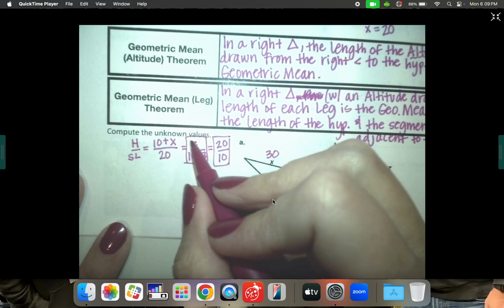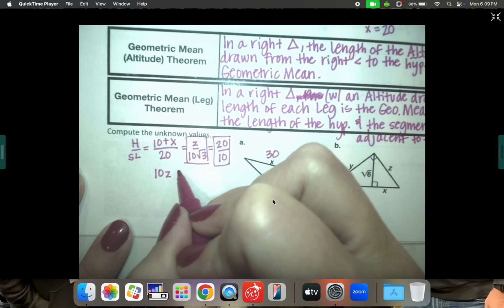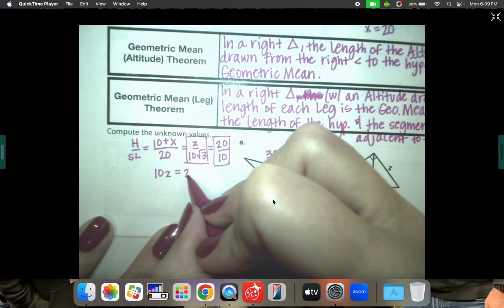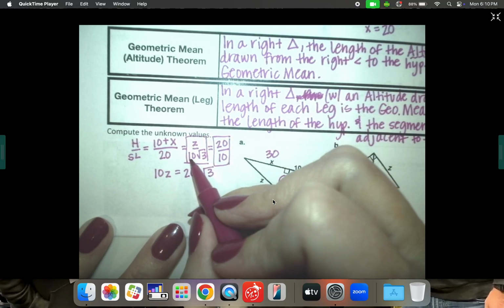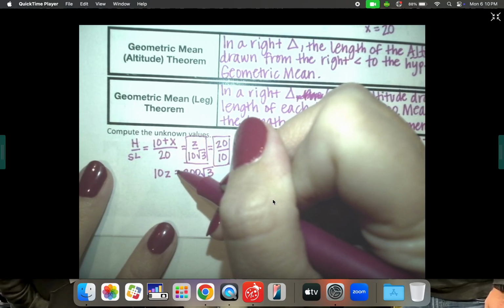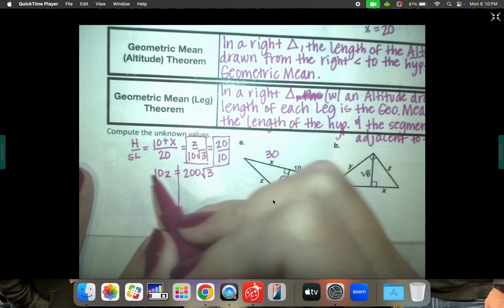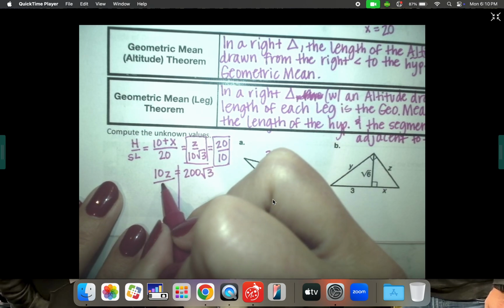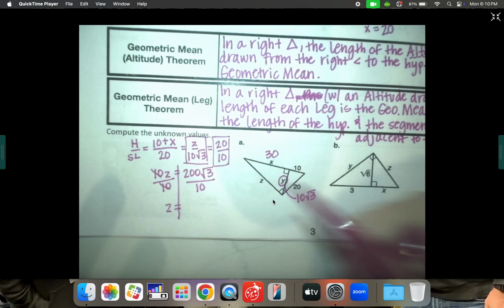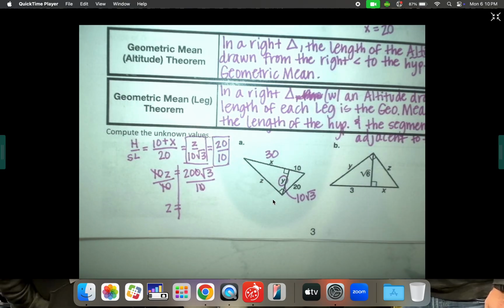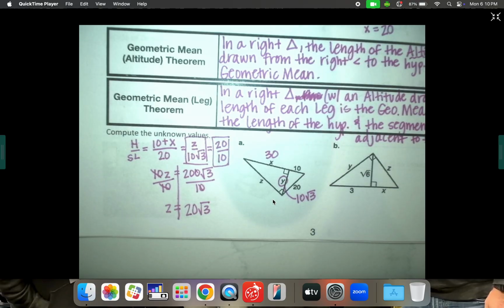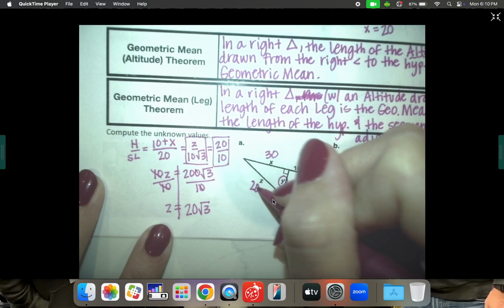So 10 times z is just 10z. 20 times 10 root 3 is 200 root 3. Remember, if it's outside, it can be multiplied by outside. Inside can only be multiplied by other insides. I need to get z by itself, so I'm going to divide both sides by 10. That simplifies to 20 root 3. So z would be equal to 20 root 3.